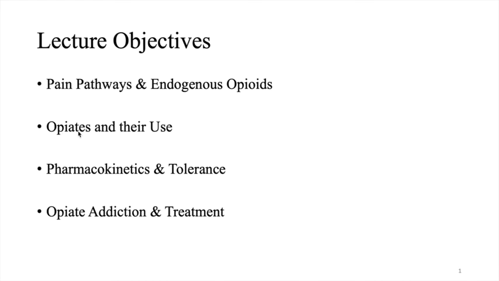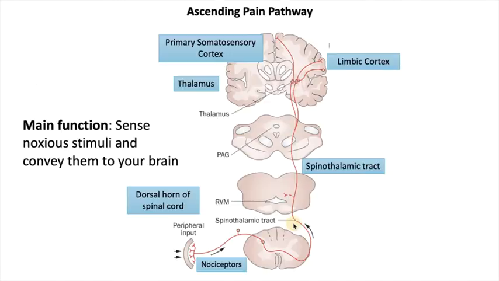Then we're going to talk about opiates, which is how we refer to drugs like external opioids, and how they're used. We'll talk about pharmacokinetics and tolerance. Pharmacokinetics are going to be pretty important between different opioids. And then we'll talk about addiction and treatment.